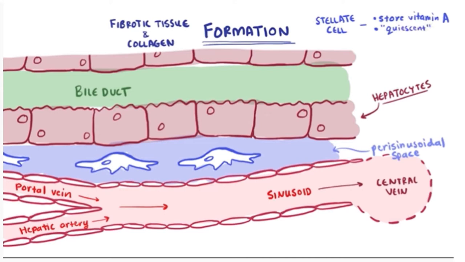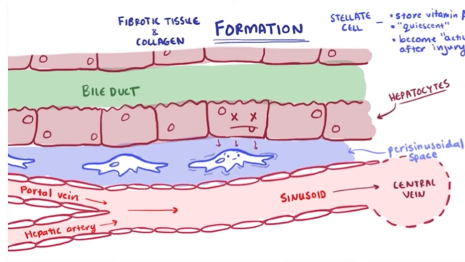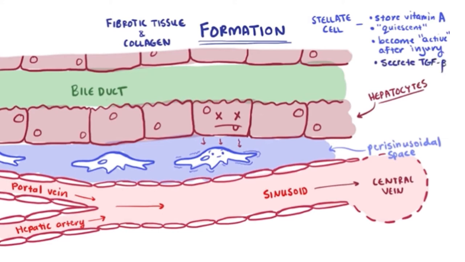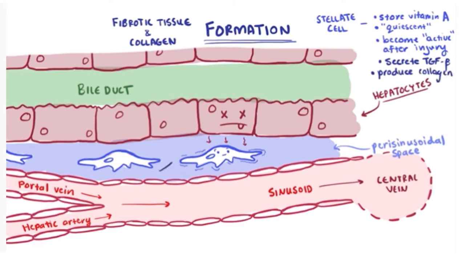Normally, when the stellate cells are in the healthy liver, they store vitamin A. They are so-called quiescent. ये खामोश होते हैं, कोई काम गलत नहीं कर रहे होते। लेकिन जब कोई इंजरी या इन्फ्लेमेशन या किसी किस्म का डैमेज आता है तो they become active. And when they become active, they secrete tumor growth factor beta, and they start producing collagen. So look at this picture. When the hepatocytes are damaged in any way, the stellate cells become active and they start secreting TGF beta and it produces collagen.